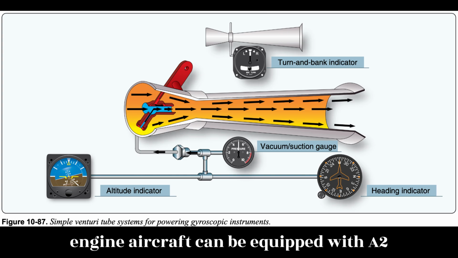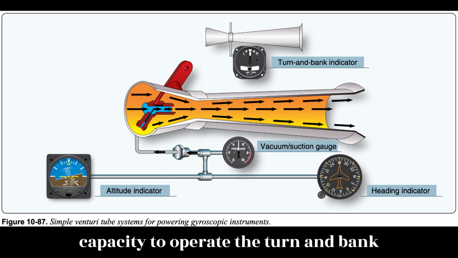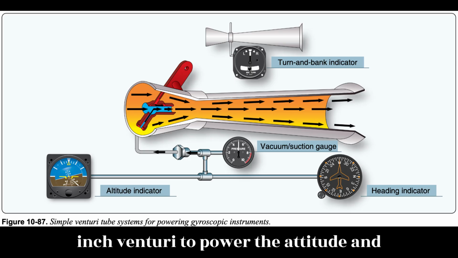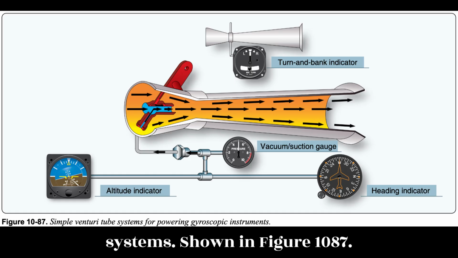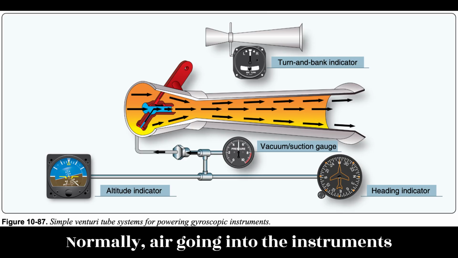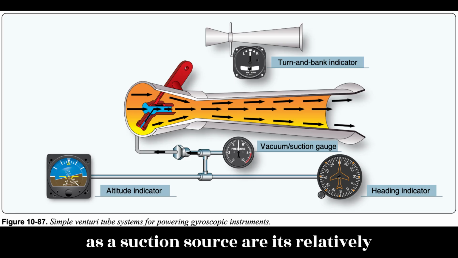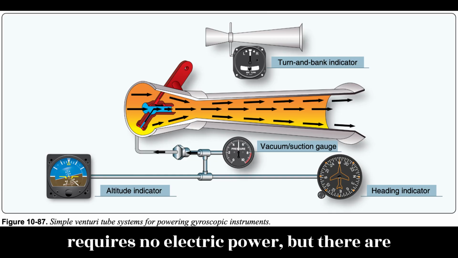A light, single-engine aircraft can be equipped with a 2-inch venturi, 2 inches of mercury vacuum capacity, to operate the turn-and-bank indicator. It can also have a larger 8-inch venturi to power the attitude and heading indicators. Simplified illustrations of these venturi vacuum systems are shown in Figure 10-87. Normally, air going into the instruments is filtered. The advantages of a venturi as a suction source are its relatively low cost and its simplicity of installation and operation. It also requires no electric power.